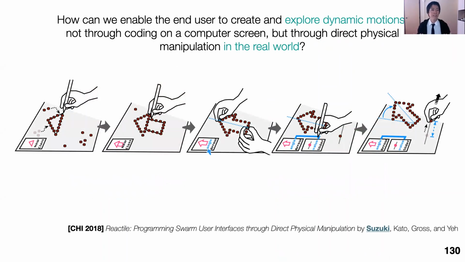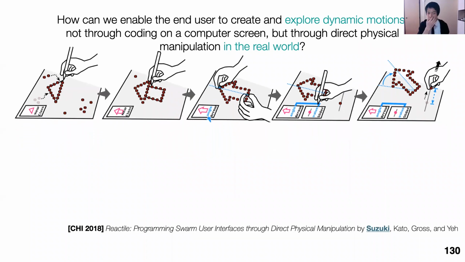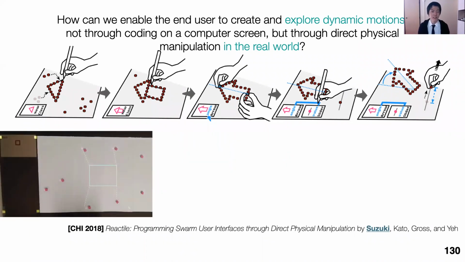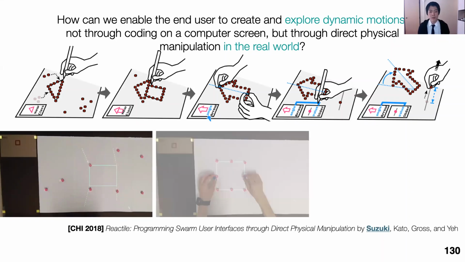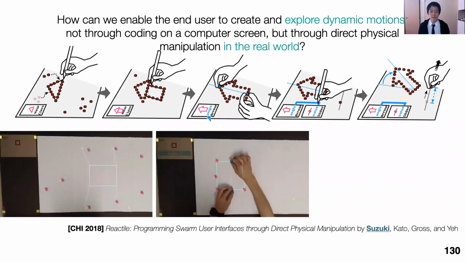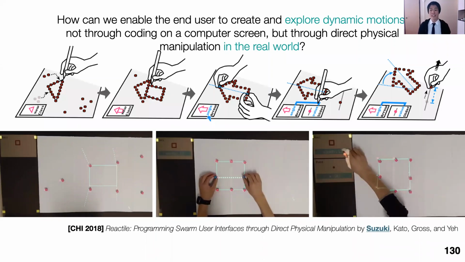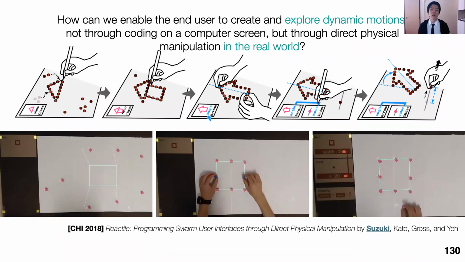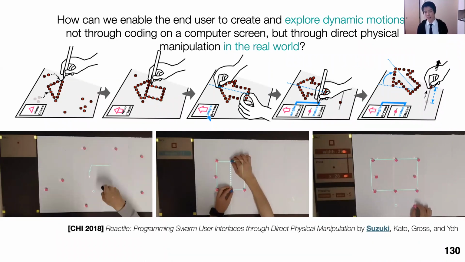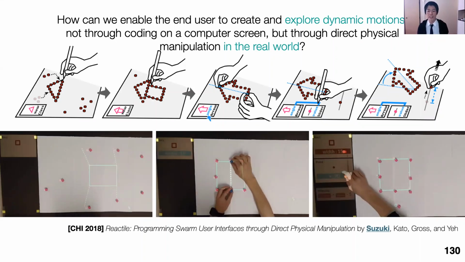So the goal of this project is to answer this question: how can we enable the end user to create and explore dynamic motion, not through coding on a computer screen, but through direct physical manipulation in the real world? For example, we propose a way to create a shape through sketching or defining a variable of these shapes to propagate the change between the parameters. So this interaction technique enables us to program and explore this dynamic motion not only through coding on the computer screen, but also through tangible interaction within the real world.